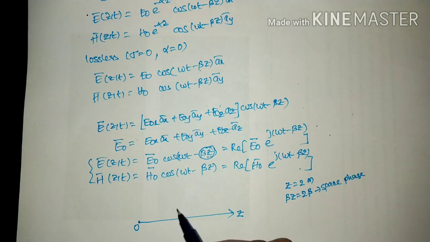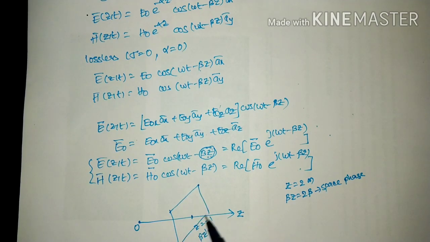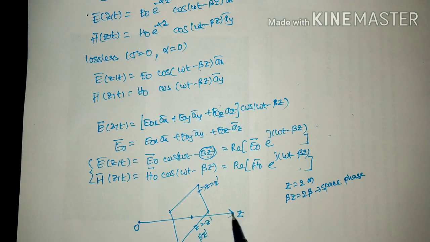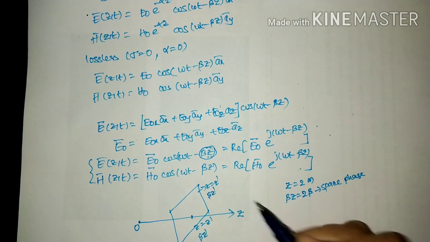One more thing to be noted. If you consider a fixed distance z equal to z dash, when a wave travels a distance of z equal to z dash, the phase at this location is given by beta into z dash. So z equal to z dash is a z constant plane, which is perpendicular to the direction of propagation of the wave. Every point on this plane has the phase equal to beta into z dash.